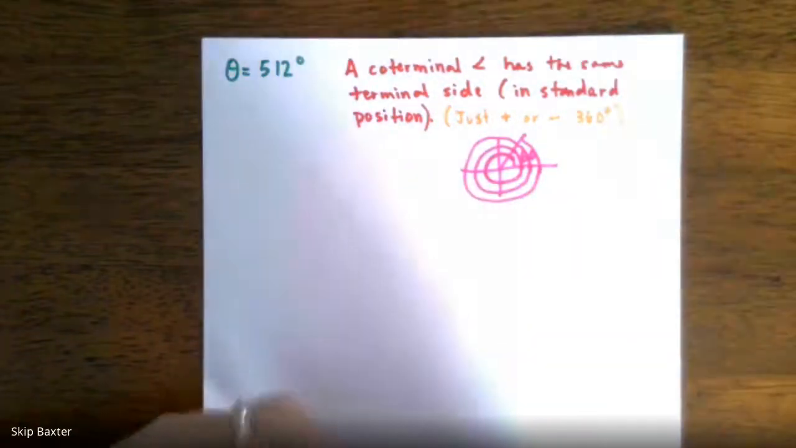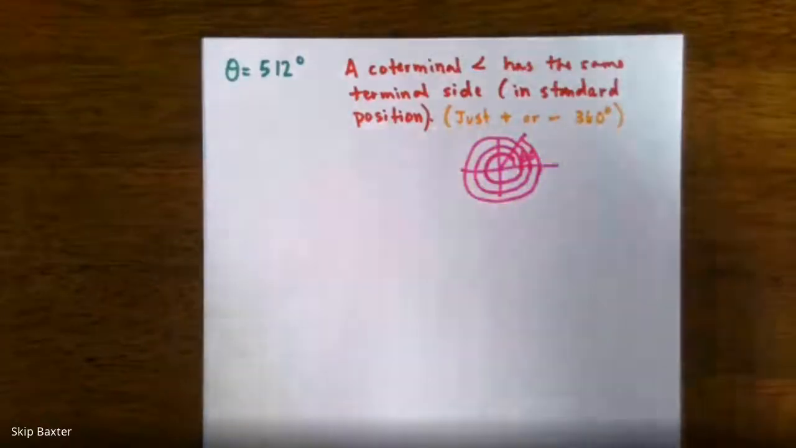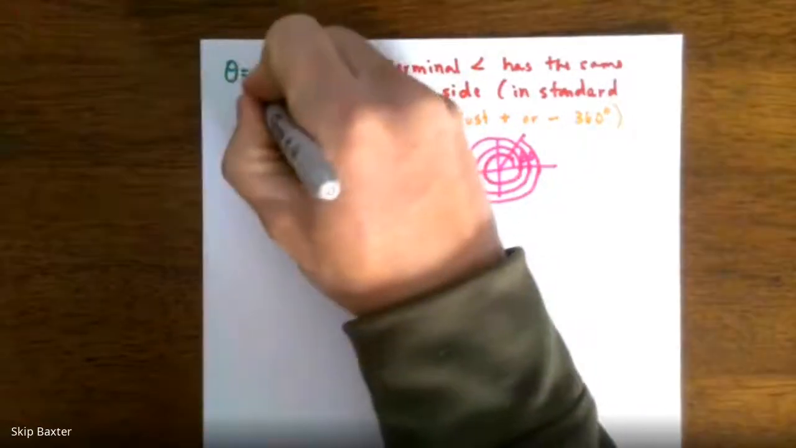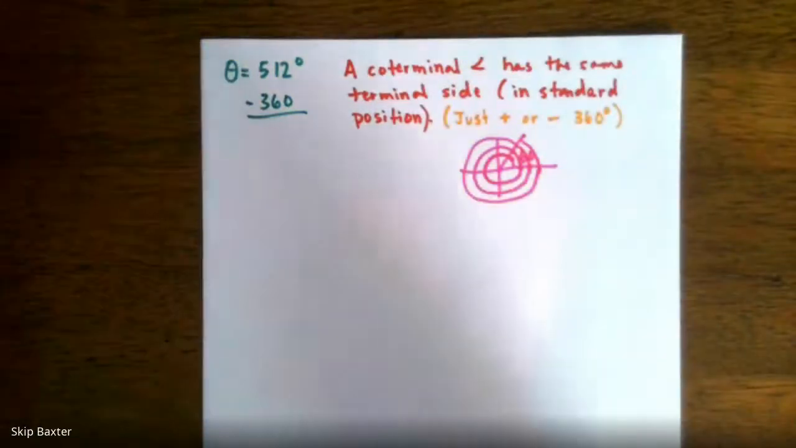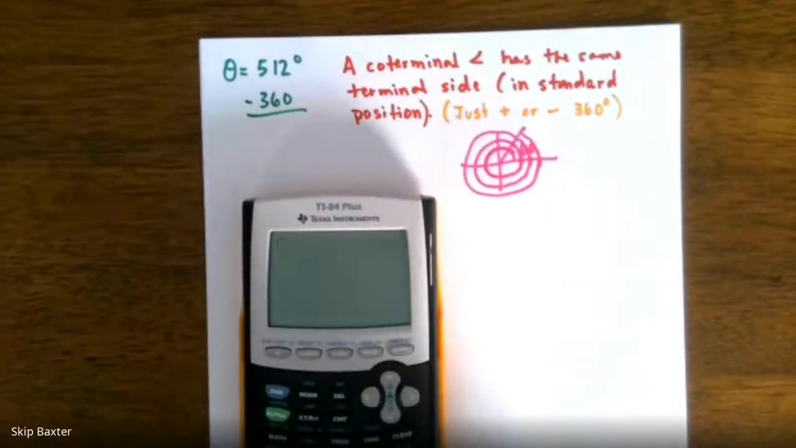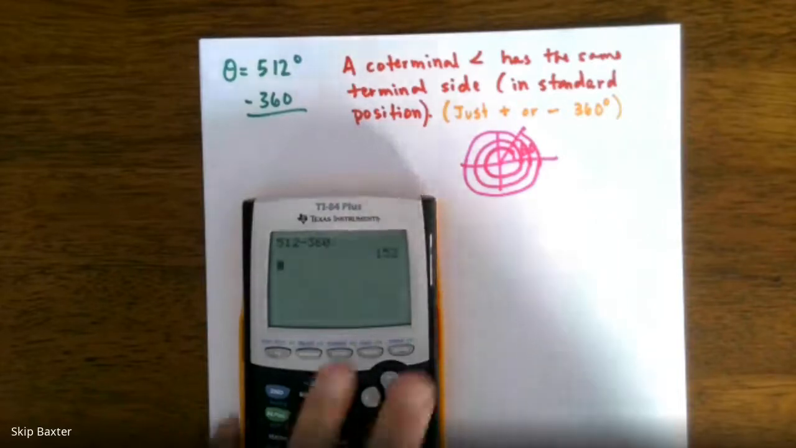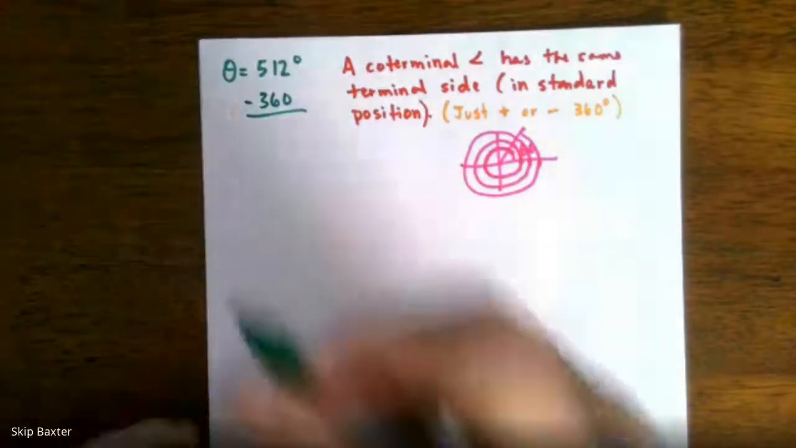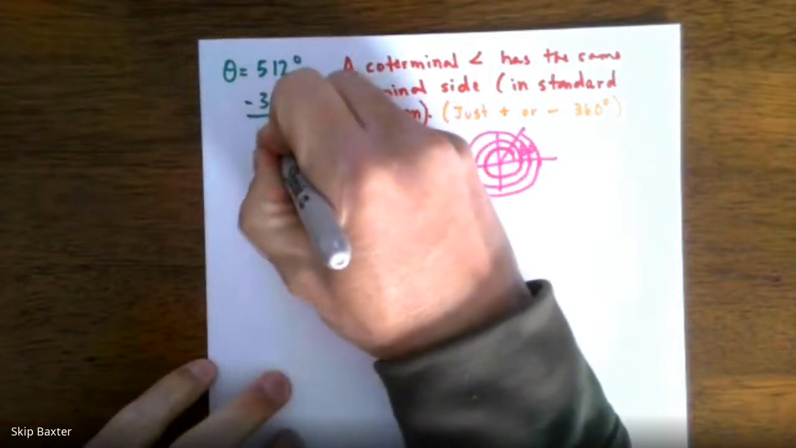So to get a coterminal angle for 512, all I have to do is subtract 360 to get it down to something between 0 and 360. I've got my calculator here. If I take 512 minus 360, I get 152. So that would be the coterminal angle.